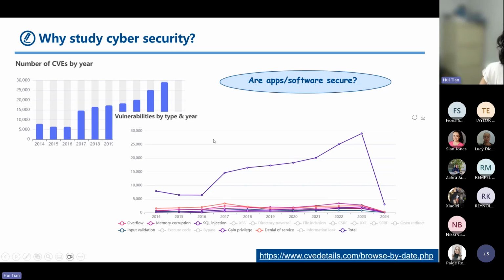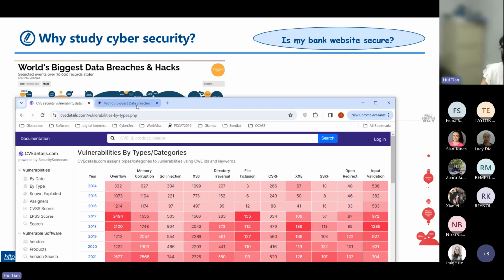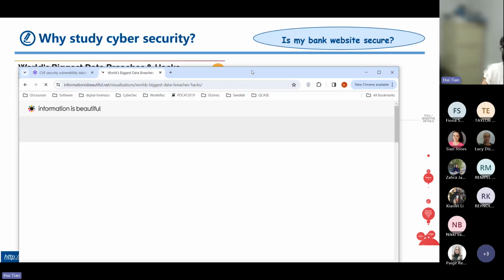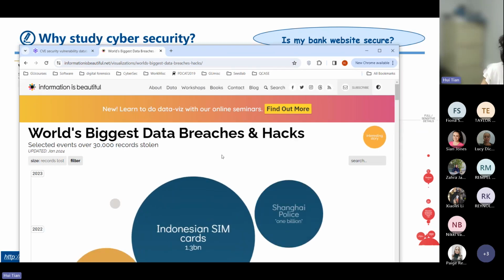So this means there are problems with our apps, software, operating systems, or different kinds of administration systems in our world. And then if we look at the banking website, there is data about the world's biggest data breaches and hacks. If we go there, you can see live data about the biggest data breaches and hacks.